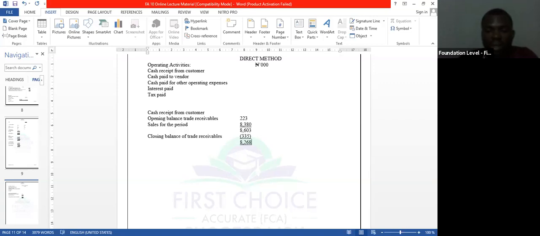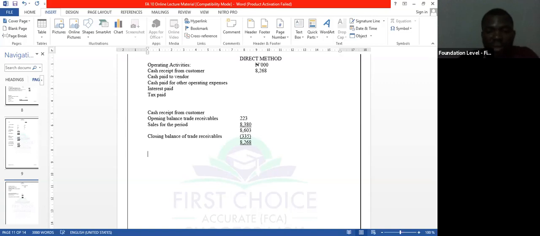So it means this is the total cash. The total cash collected from our customer for that period is the total sum of 8,268. So the next thing for us to do now is to calculate cash.